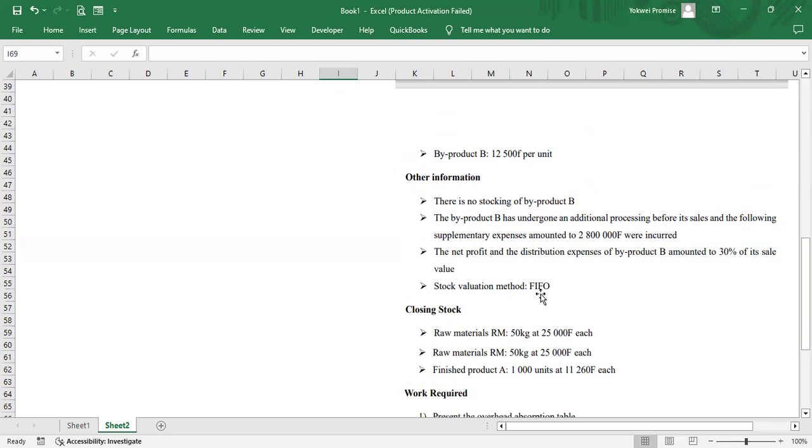We have FIFO. Something like LIFO does not make sense here, but if you see it, you have to apply it. You have to make sure you have a good mastery of all these inventory valuation systems. This business is using the FIFO system, so take note of that so that when we do our stock valuations, we will be fine. All right, so we are to prepare this table.